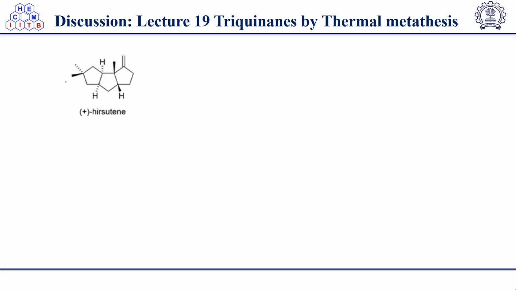Then another molecule whose total synthesis we saw by Mehta's group was deoxymagellaninol, which is not exactly a triquinane. I didn't include the structure here. It has two 5-membered rings, one 6-membered ring, and one N-methyl piperidine ring. It has a diquinane-like structure. In that case also, thermal metathesis and intramolecular Michael addition were the main key reactions in the total synthesis.